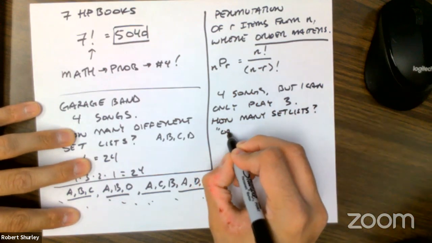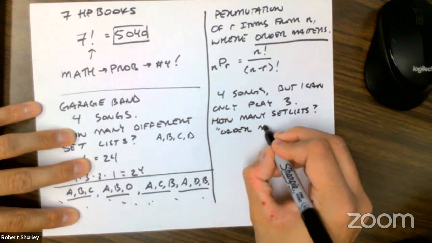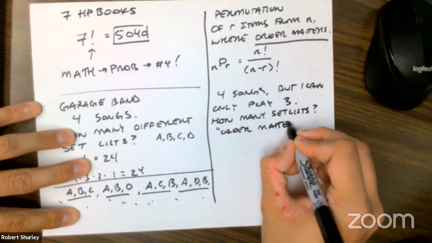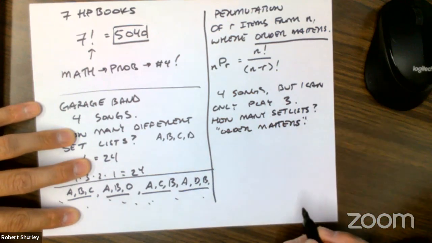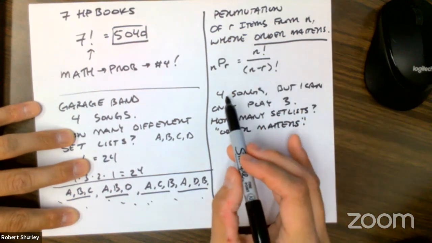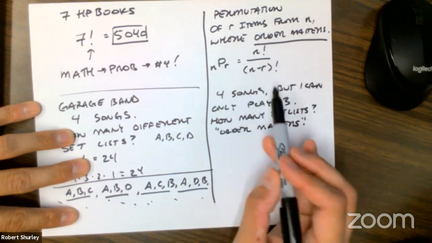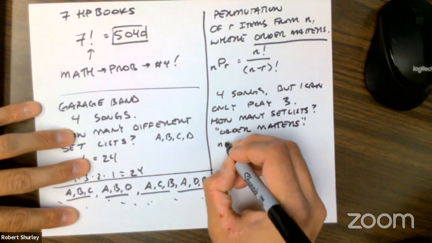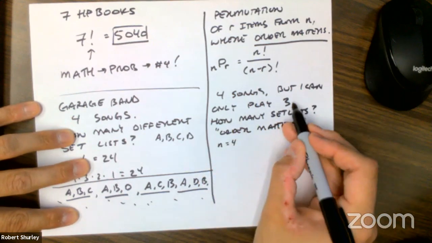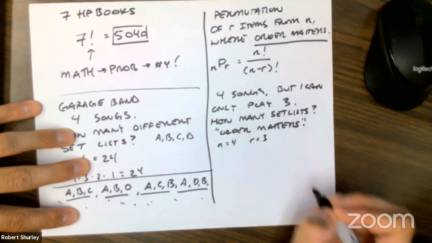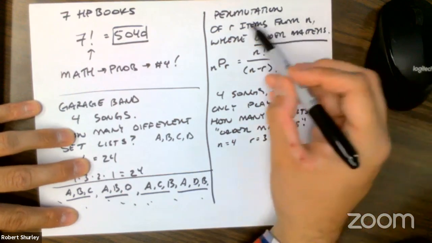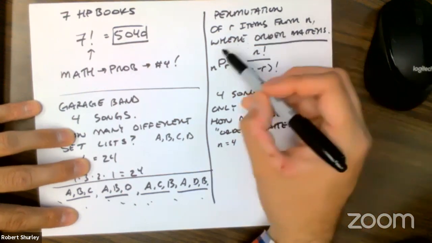I'm going to say hint here, order matters. Okay, I'm going to pop it in this formula. Now I've got to realize the big group is 4. I know there are 4 total songs, right? So N is 4. I'm choosing 3 of those songs. So that's a small group, R items from N, 3 from N.